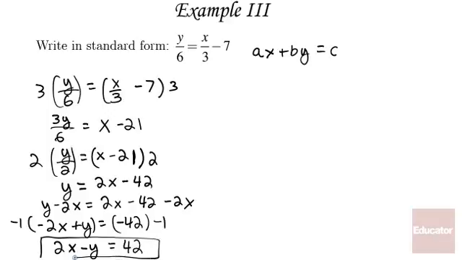So I started out with this equation, and I wanted to get into this form. And I could achieve that by first multiplying by 3 to get rid of this fraction. Then I ended up with this, multiplying by 2 to get rid of the y fraction. Then simply subtracting 2x from both sides to get the ax on the left side of the equation. And finally, just a little more work to clean this up, multiplying both sides by negative 1. So this is the equation in standard form, where a equals 2, b equals negative 1, and c equals 42.